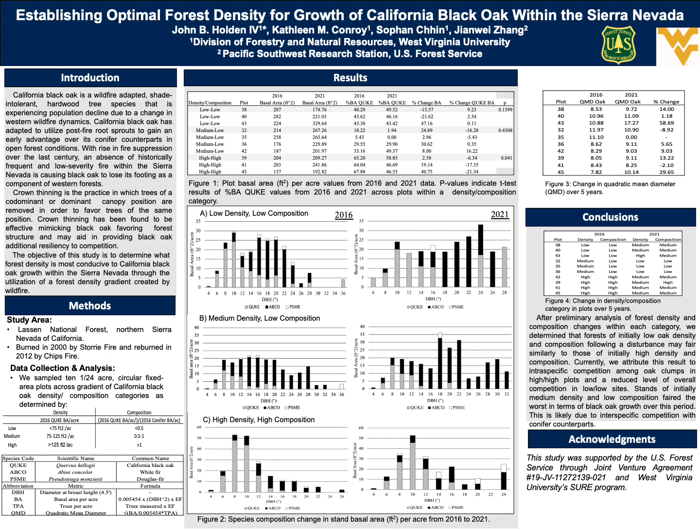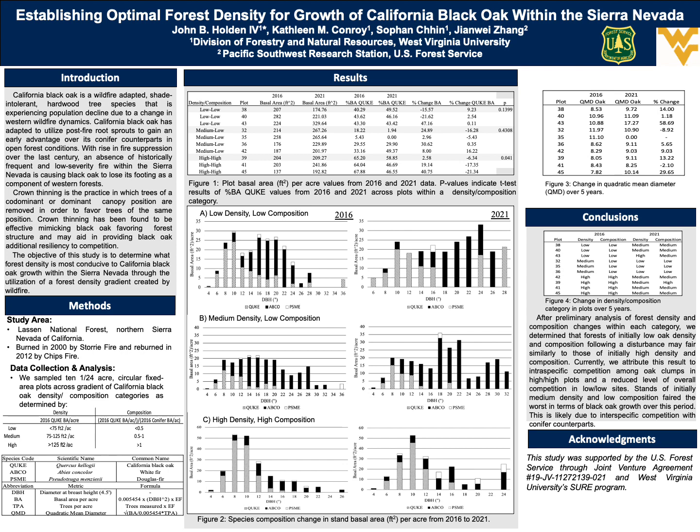Figure 2 demonstrates the change in density by species within each oak density composition category from 2016 to 2021. We observed that the low oak density composition category experienced an increase in oak basal area while others experienced decrease. Figure 3 demonstrates that the largest increase in average oak diameter was found in the low category as well.